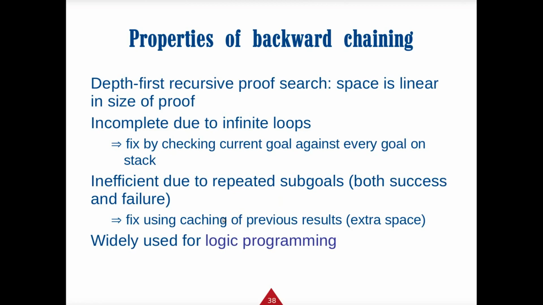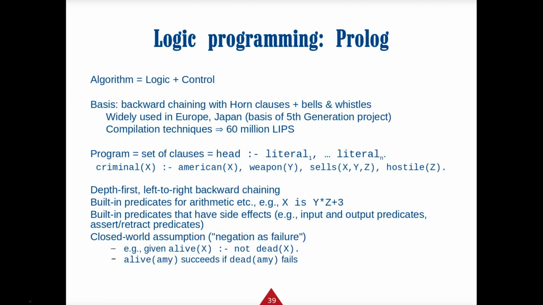And so backward chaining is a depth-first recursive proof. The space is linear in the size of the proof. It's incomplete because it could have infinite loops. And it's inefficient due to repeated sub-goals, both success and failure. And this is widely used in logic programming, and it's also used a lot for compiler construction. The logic programming language that was widely used is Prolog. And I'll put a link to a free Prolog interpreter that you can download in one of the links below or for this presentation.